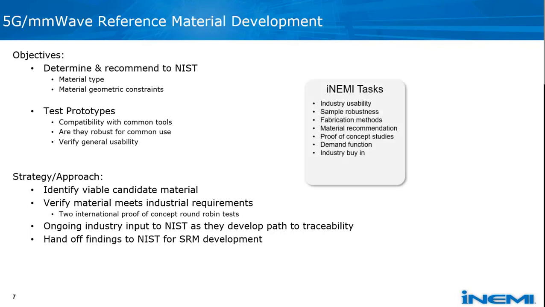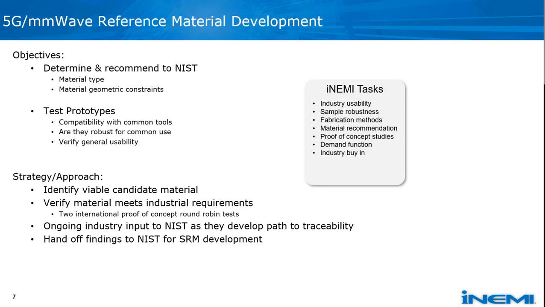So if you think about this project, there's kind of two parallel activities going on. One is from the iNEMI side of things that looks at the industry usability and the robustness and this proof of concept. We also wanted to look into industry and provide some idea about what the demand for consumption of these standards would be, so that NIST has some additional drive to understand at what level industry will be consuming these, and so what kind of manufacturing process they need to have into the future, and have industry buy-in so that we have a good, robust demand for these things that NIST can use to resource the internal requirements for actually getting this done.